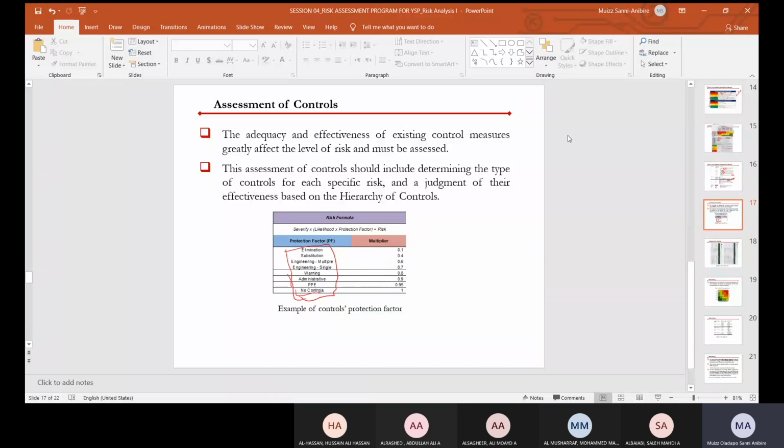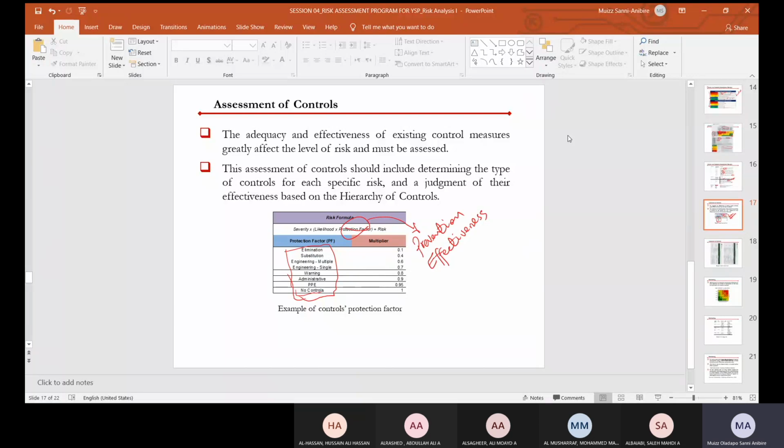Now, we have what we call the prevention effectiveness or prevention factor. I told you last time when we discussed various factors, you can also have what you call the prevention effectiveness. Even if you have an existing control or recommended control, it has its level of effectiveness in reducing the risk. So the adequacy and effectiveness of existing control measures greatly affect the level of risk and must be assessed. This assessment of controls should include determining the type of controls for each specific risk and a judgment of their effectiveness based on the hierarchy of controls.